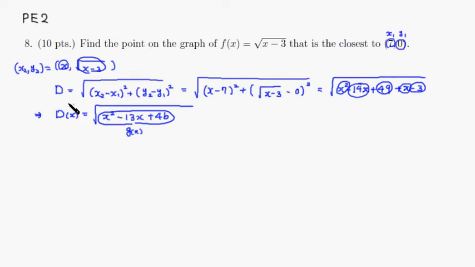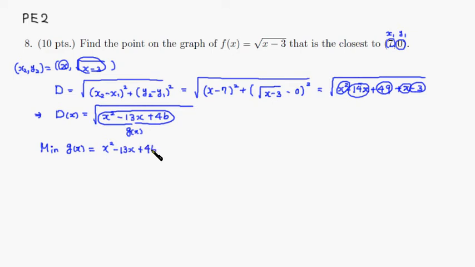Instead of minimizing the distance with the square root, which is a little difficult, I'm going to minimize just the inside of the square root. So we try to minimize g of x, which is x squared minus 13x plus 46.